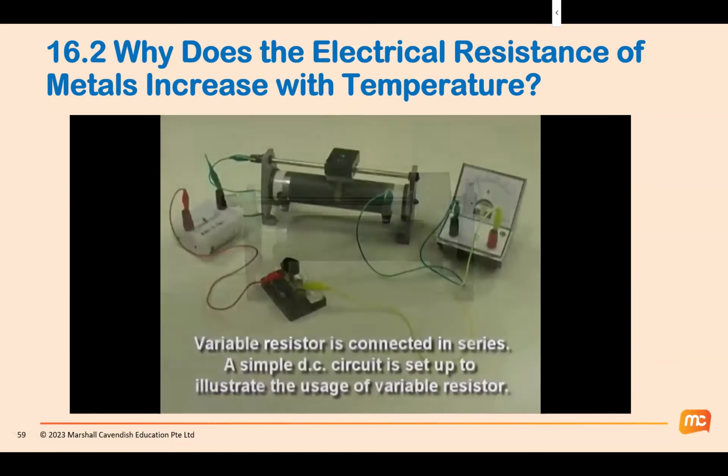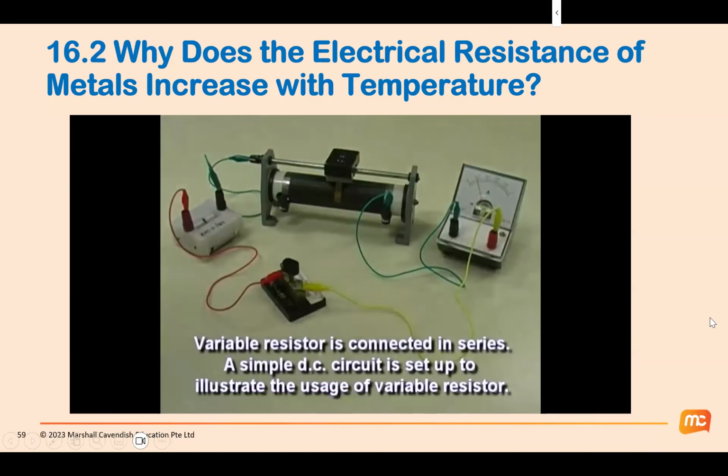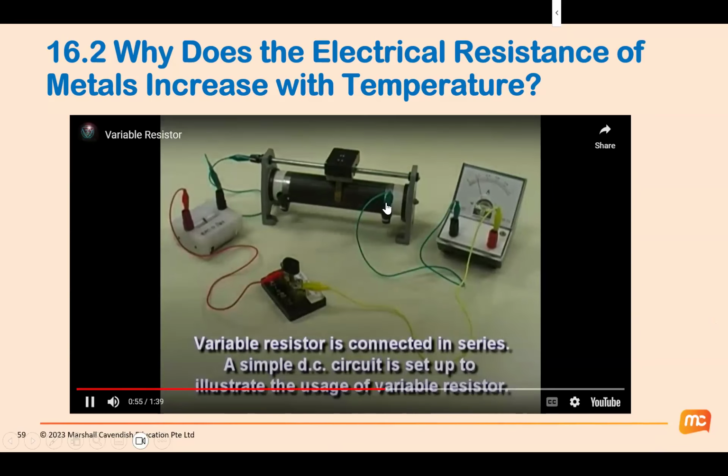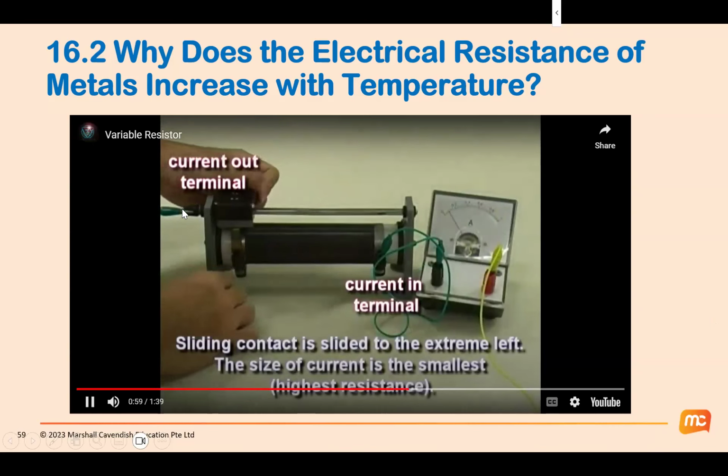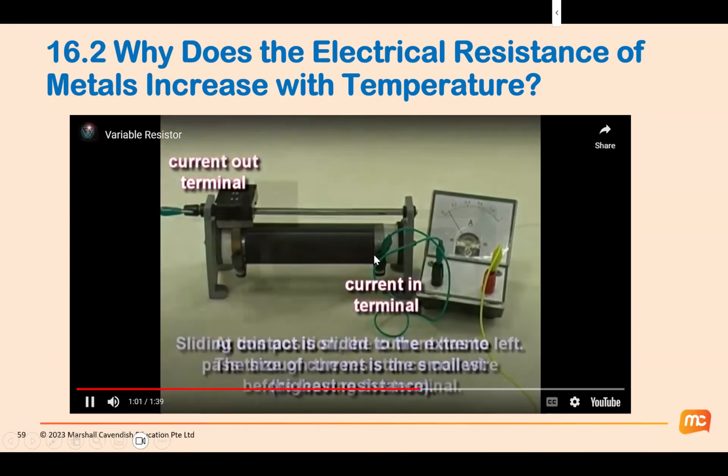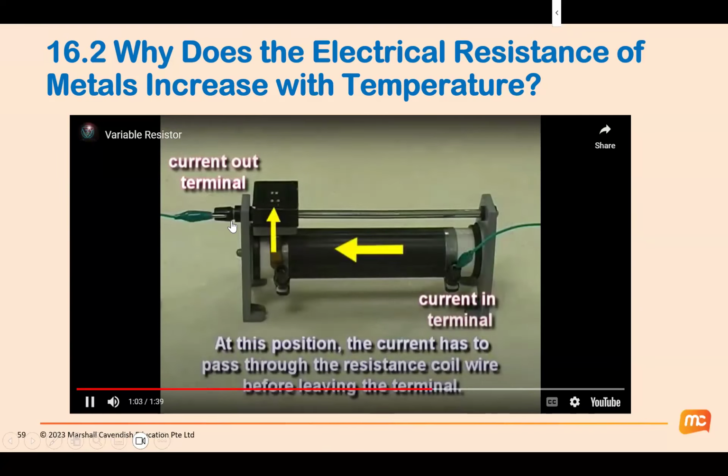Okay, so you can take a look at here. Variable resistance is usually connected in series to a circuit. I have one end that goes in from the top, and the other end that goes in from the bottom. One end going from the top, one end going from the bottom. So the current is going in here.